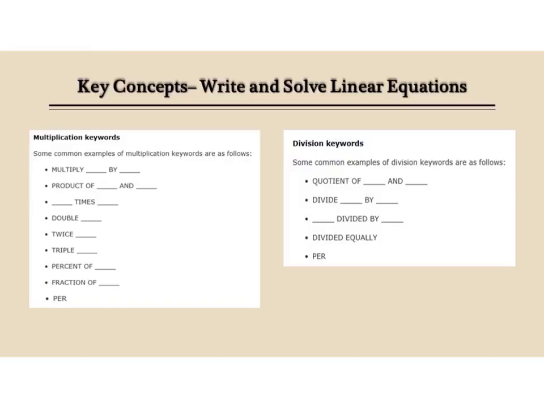For multiply, we have multiply by, product of, times, doubling, twice, triple, percent of, fraction of, and per. In division, it's quotient of, divide by, divided equally, and per. If you notice, there's the word per in multiply and divide, but usually when we're talking about dividing, it would be like miles per hour.